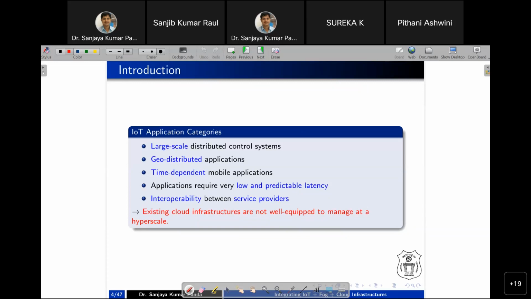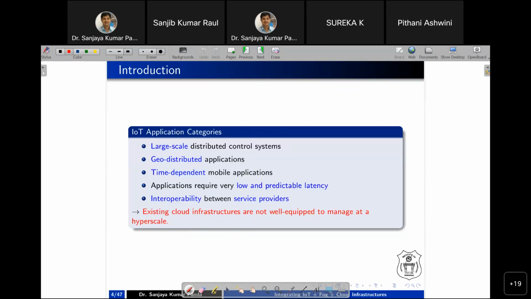The first one is called a large scale distributed control system. The number of IoT devices is increasing day by day. Many studies say that this many devices are going to connect by 2025, and this many by 2030. So we have a very large system, and this system is not a centralized system. There is no central node to manage it. There are numerous devices.